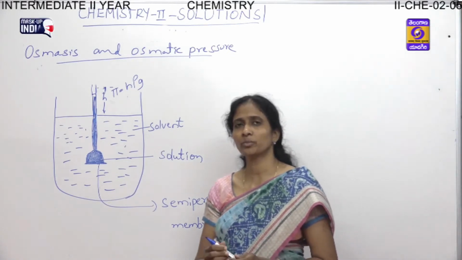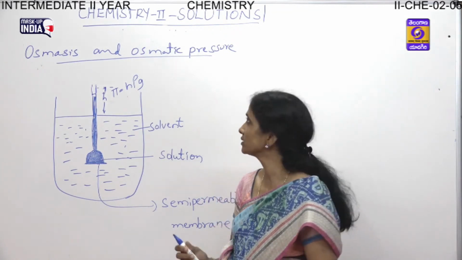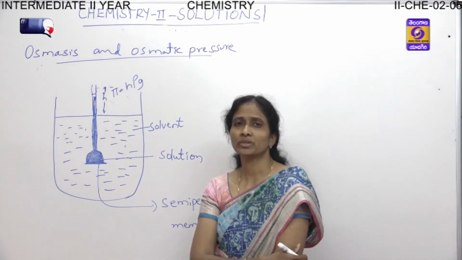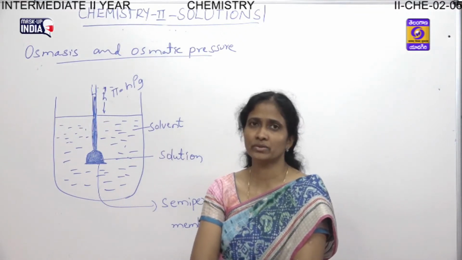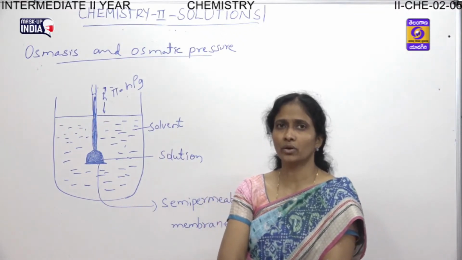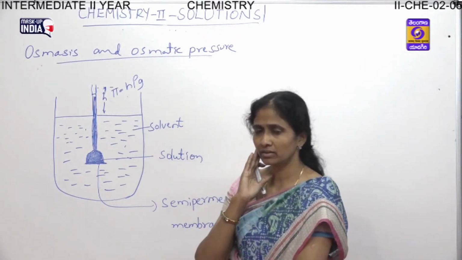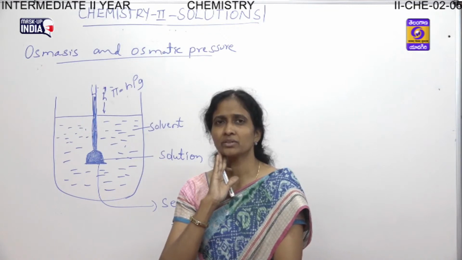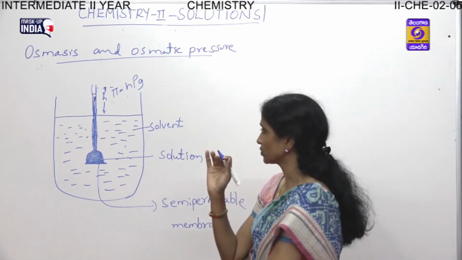The last property of colligative properties is osmosis and osmotic pressure of solution. So what is this osmosis? First we discuss osmosis. I think you are very familiar with osmosis. So what is this osmosis?